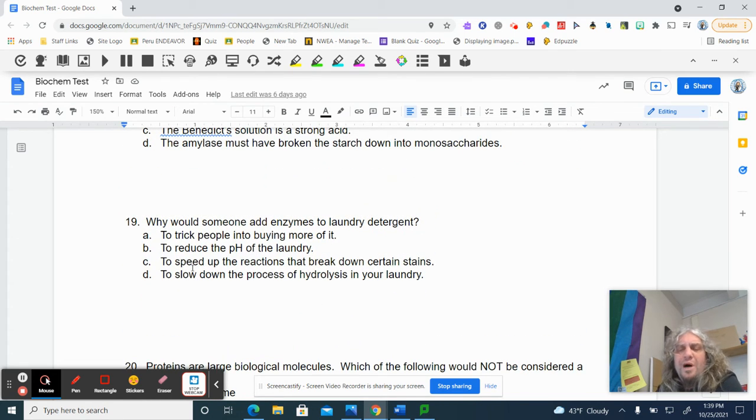Number 19. Why would somebody add enzymes to laundry detergent? A, to trick people into buying more of it. B, to reduce the pH of the laundry. C, to speed up the reactions that break down certain stains. D, to slow down the process of hydrolysis in your laundry.